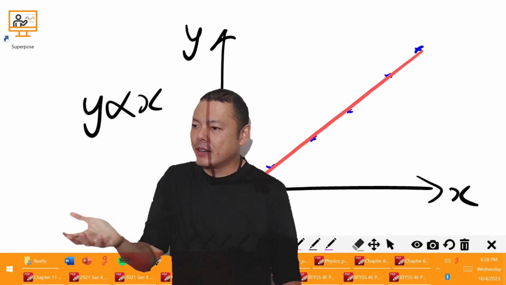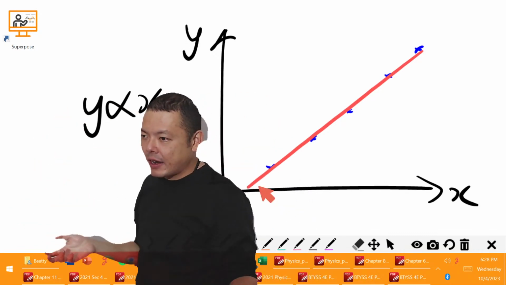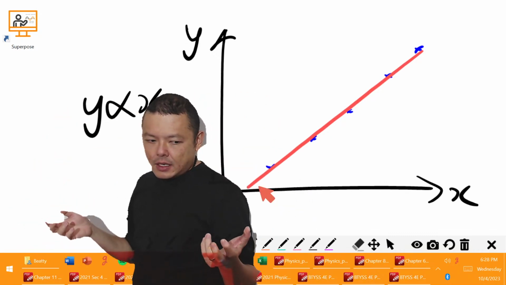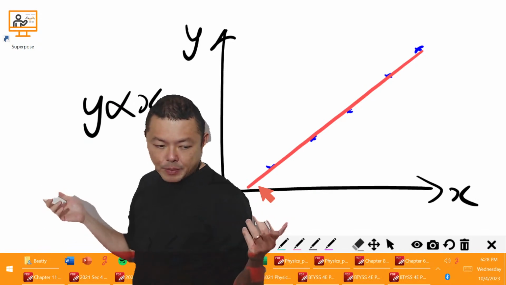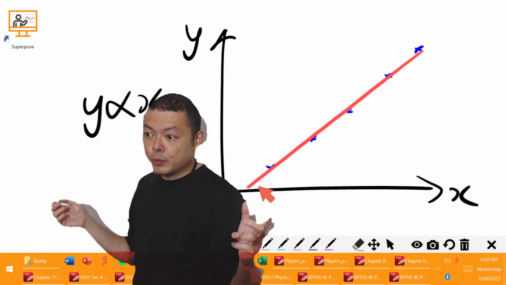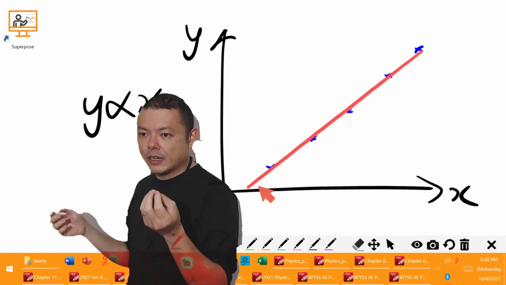Random errors will be random things like human reaction error and environmental errors, and it could be imperfections in the objects as well. So those are all random errors.